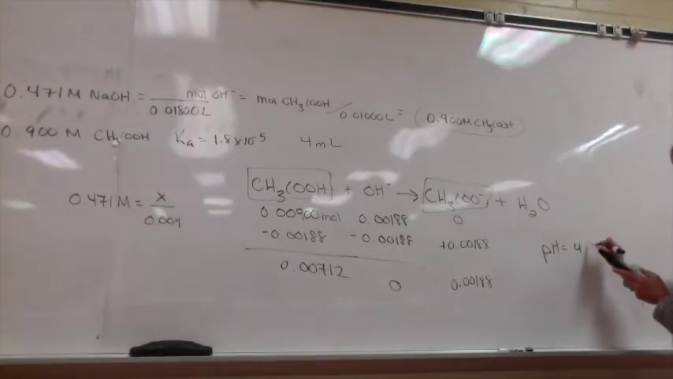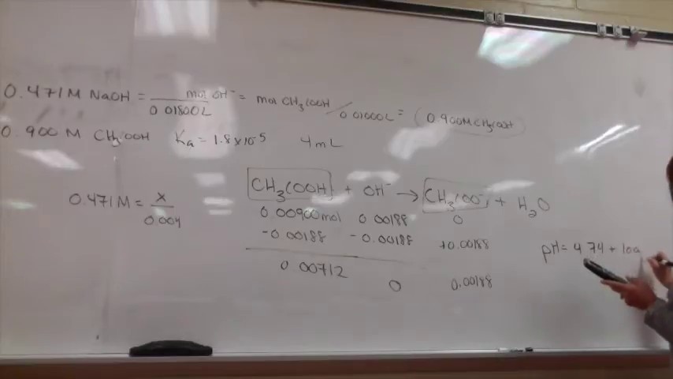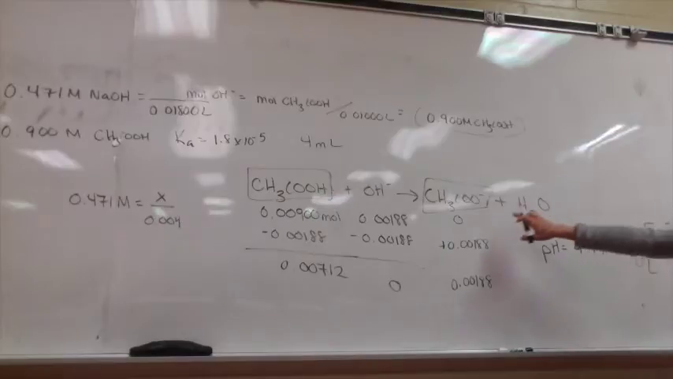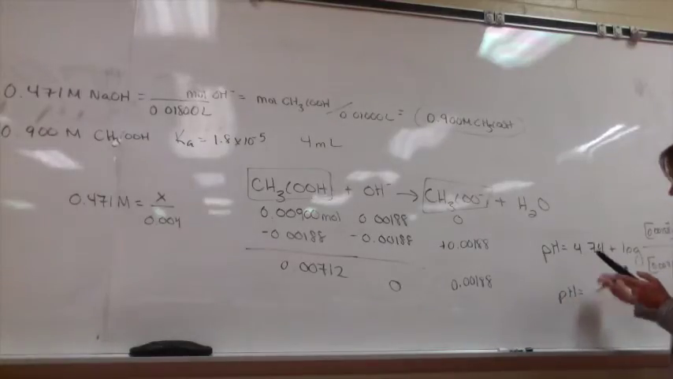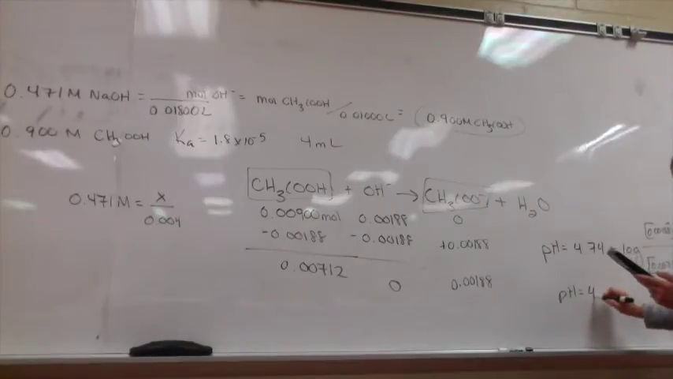which is 4.74, plus the log of the concentration of, from the acid reaction, this base, which I can just eliminate my volume because it's going to cancel out, over the concentration of the acetic acid. So, plus the log of this. So my pH here, I just plugged it all in. I didn't round for sig figs at that point, but 4.17.